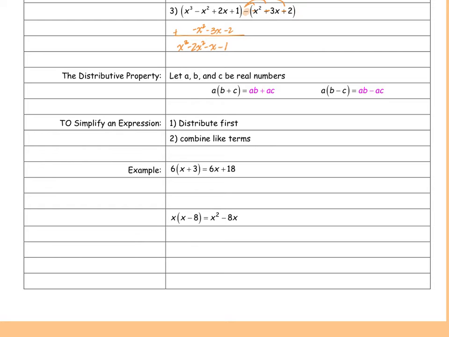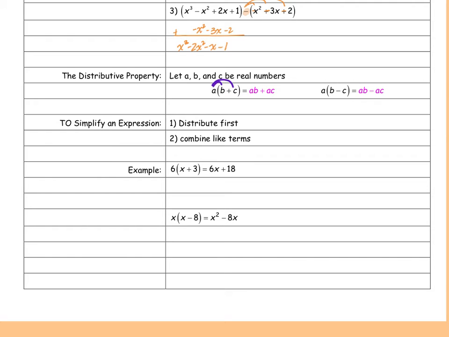So we're going to talk about the distributive property and how that works. The distributive property says let A, B, and C be real numbers, where A times B plus C gives you A times B plus A times C, right? I just take whatever's touching the parentheses and distribute it through. So it goes to everything that's inside the parentheses. And the same thing works if it's a minus. So if I have A times B minus C, I get A times B minus A times C. That's it.